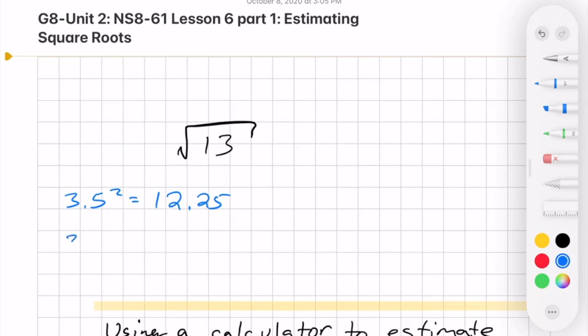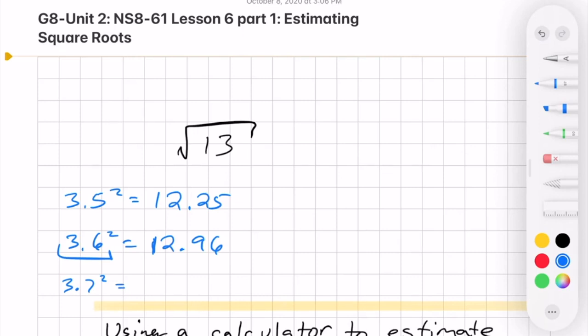So what we're going to try now is 3 decimal 6, and we're going to square that. And so that equals 12 decimal 96 hundredths. I'm going to try to get even closer. So let's see. Do you think 3 decimal 7 squared is going to be closer to 13 than 3 decimal 6 squared? Probably 3.6, because you can't get much closer to 13 than 12.96.